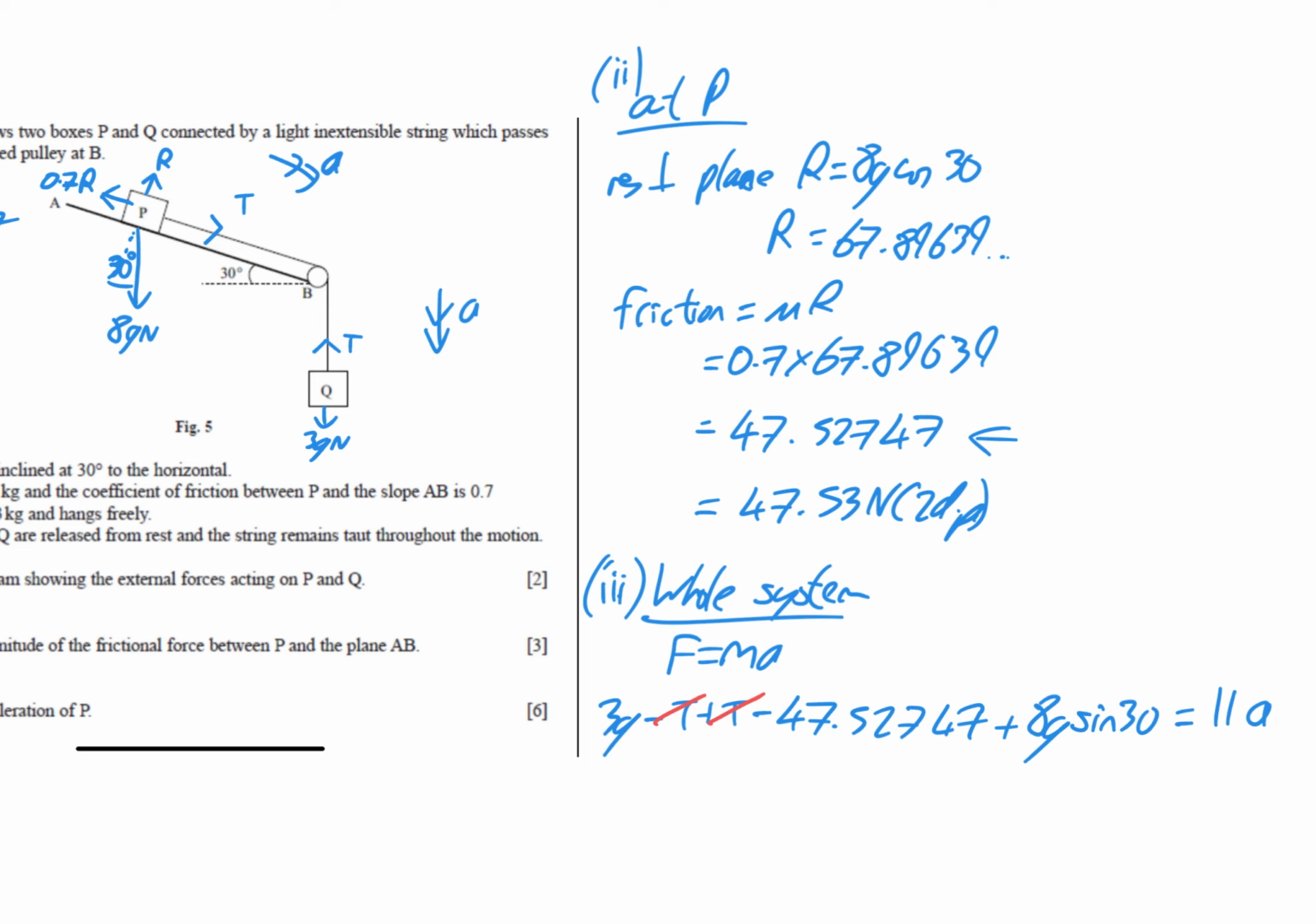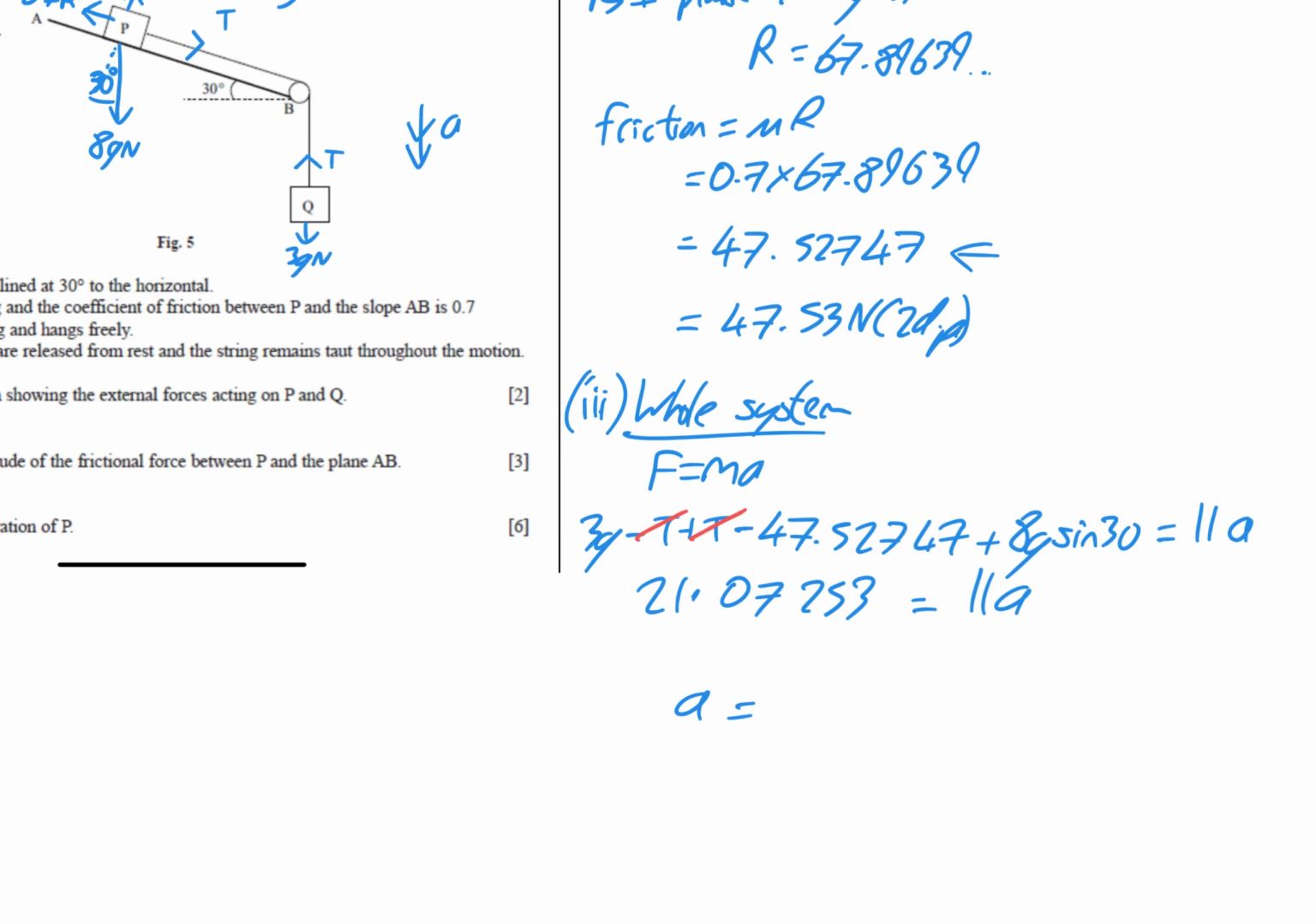Okay, we're just going to put that all into our calculator. I have my 3g first of all, and then minus that other thing there, and then plus my 8 times 9.8 times sine of 30. And when I worked that out, I got, I'll do 5 dp again, 21.07253 is equal to 11a. Then divide across by your 11. And when I did that, I got 1.92 meters per second squared. And again, I've gone to 2 decimal places.